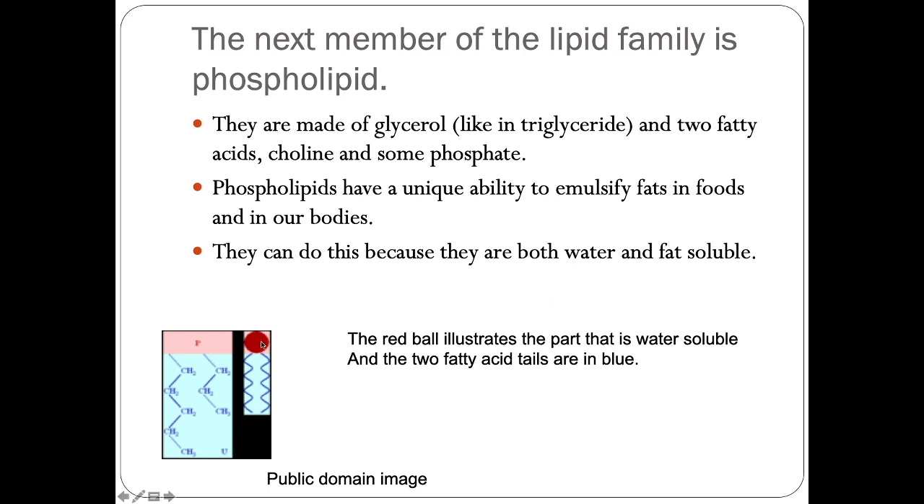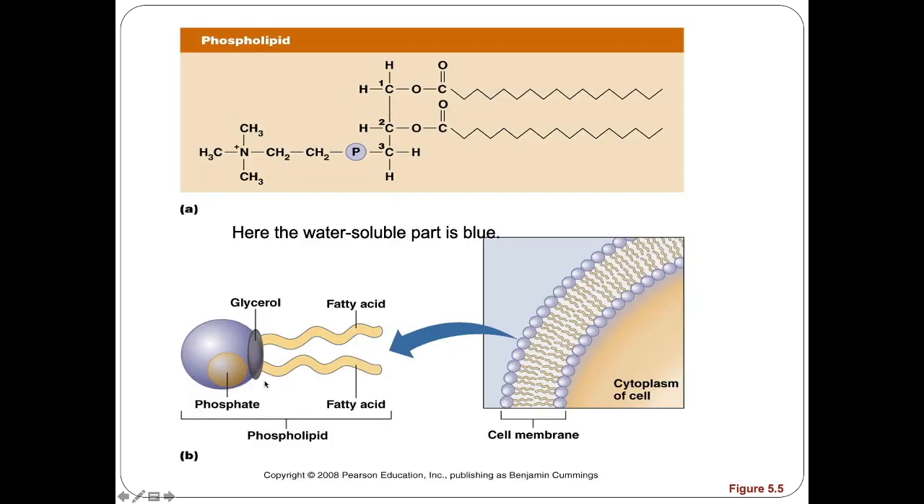And here is a little cartoon image of the water soluble and fat soluble portions given in red and blue, respectively. And here is a nice schematic picture showing the phospholipid. These are the fatty acids coming off of the glycerol backbone. And then there is phosphorus and choline here. This creates the structure that forms the basis of cell membranes.